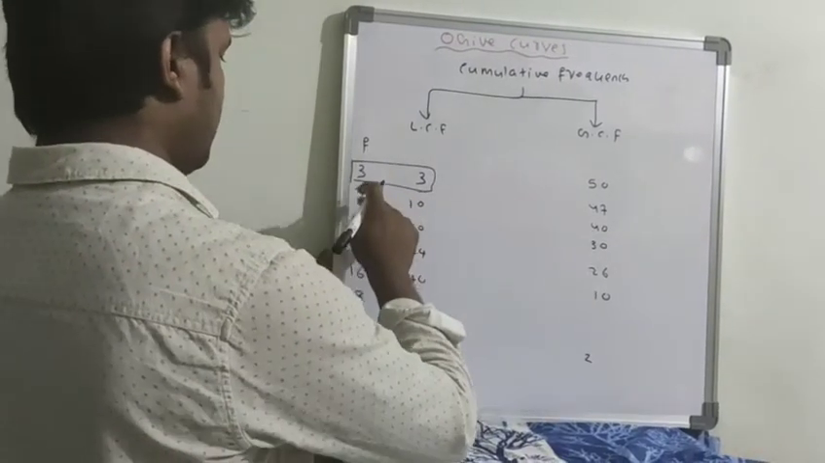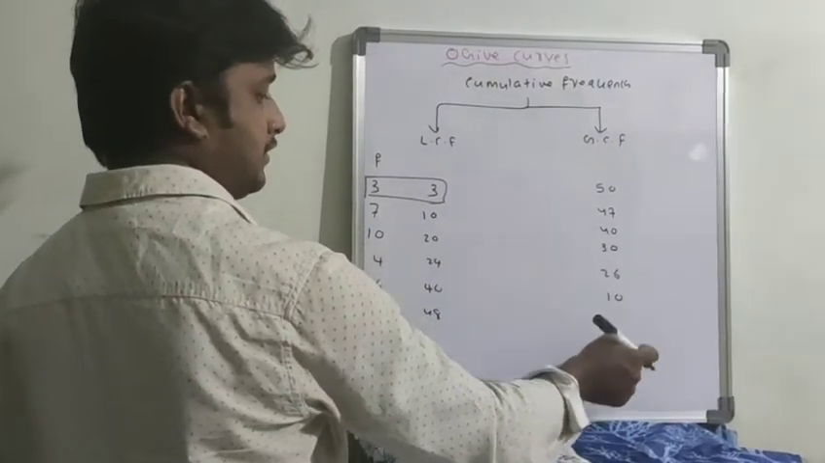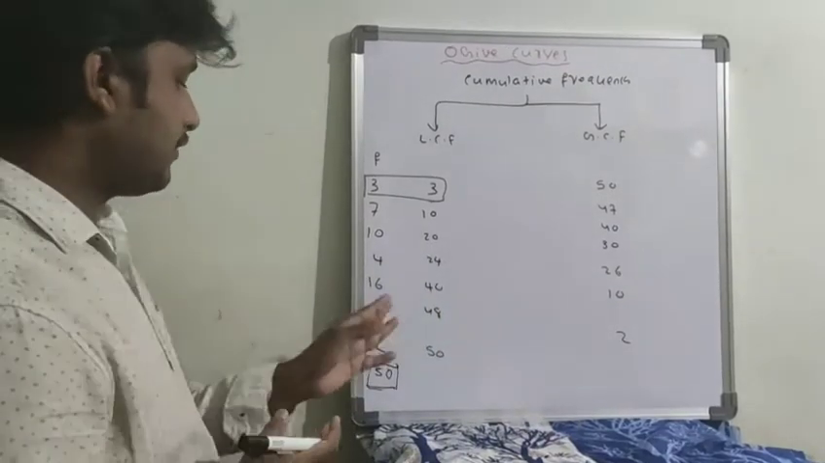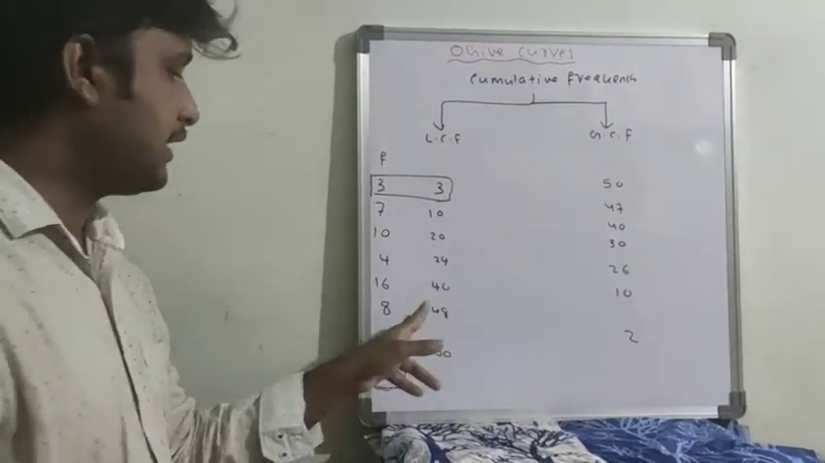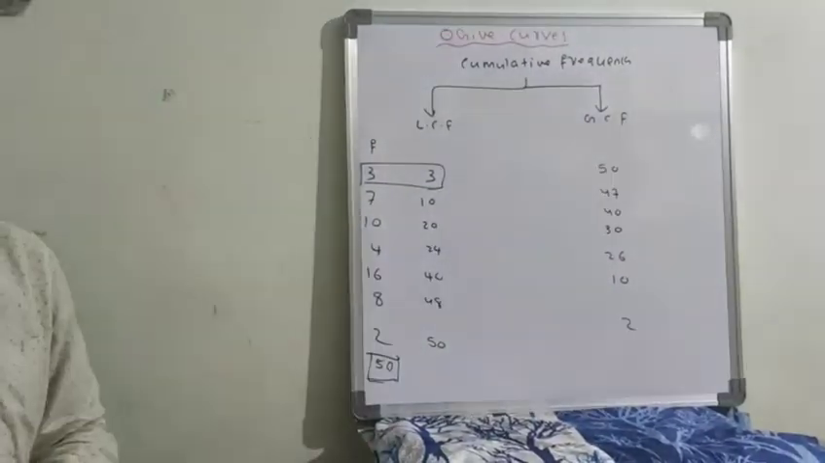So how many observations in total? 1, 2, 3, 4, 5, 6, 7. The 7th one is 2, yes or no? Why? Because 10 minus 8 you will get 2 only. So this is the way to get the greater than cumulative frequency.